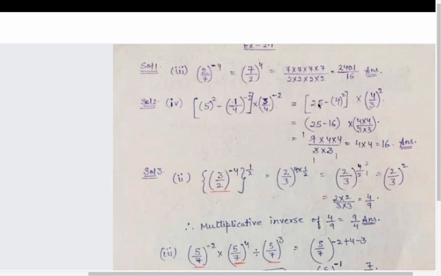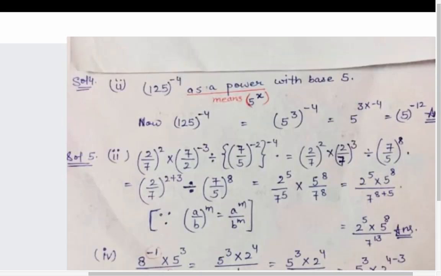Now let's simplify. 5 square was 25, so it's just 25. 4 square is 16. And the next will be 4 into 4 upon 3 into 3, because the whole power is 2, it means 4 will be multiplied with itself twice and 3 will be multiplied with itself twice. Clear this part? Now 25 minus 16 is 9, and all will be multiplied: 9 into 4 into 4 upon 3 into 3. 3 3s are 9, 3 1s are 3. Cancel. And what are we left with? 4 4s are 16. So this was all about this part.